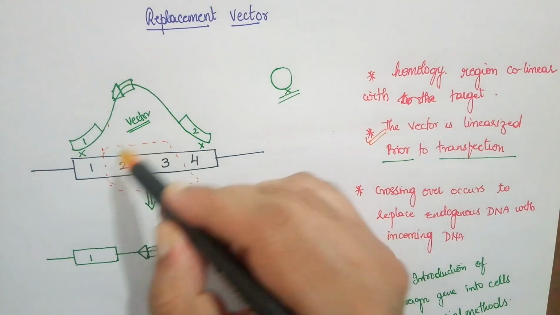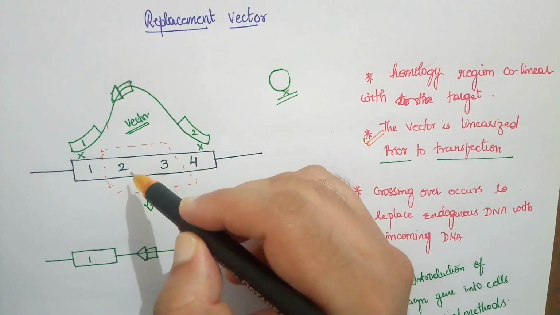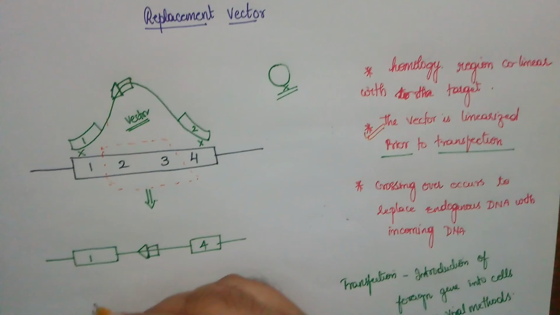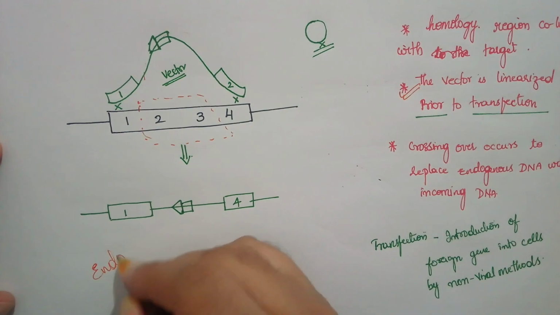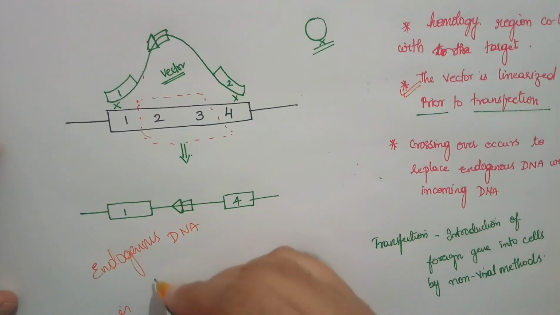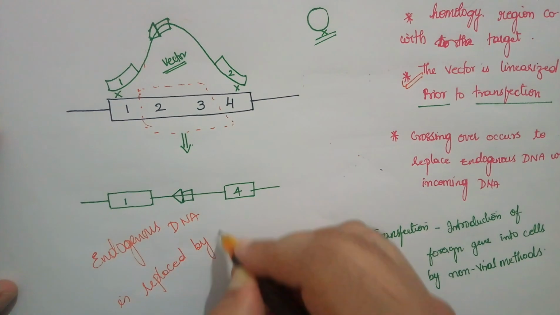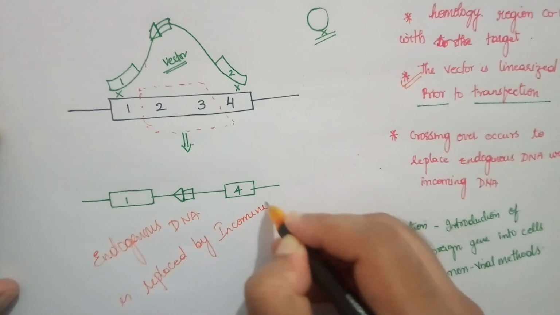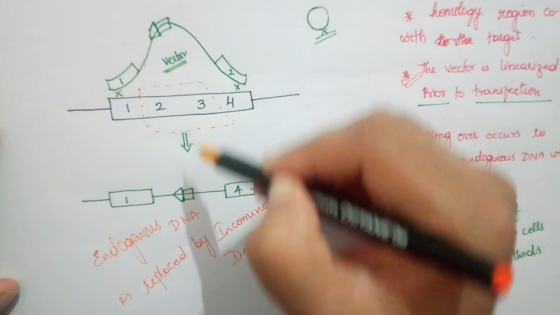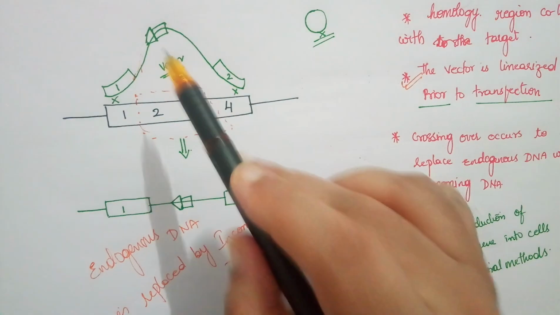This endogenous DNA, the DNA that's already present within the organism, will be replaced by the incoming DNA. Two important terms, I will write it here: endogenous DNA is replaced by the incoming DNA. What is the incoming DNA, guys? This is the incoming DNA, and the endogenous DNA is this one. This endogenous DNA is replaced by the incoming DNA.